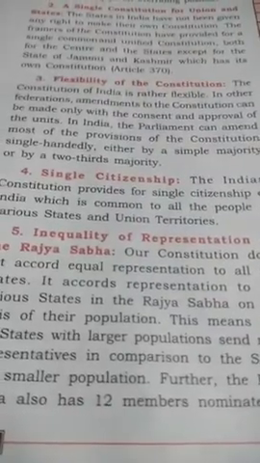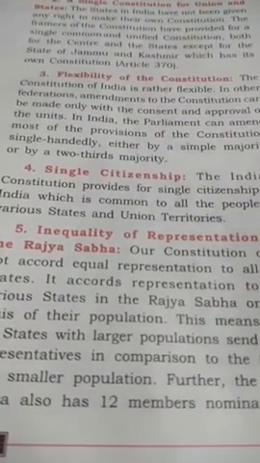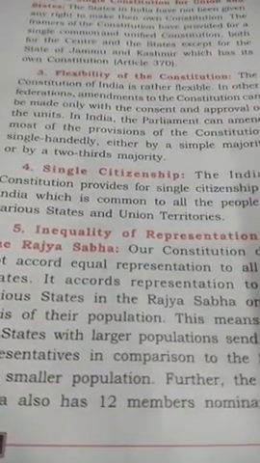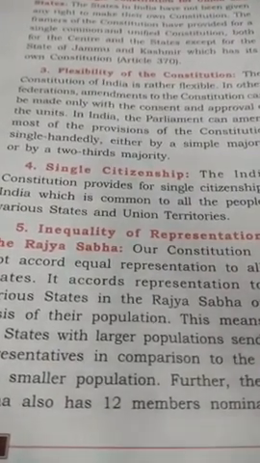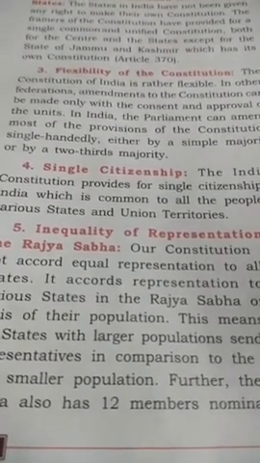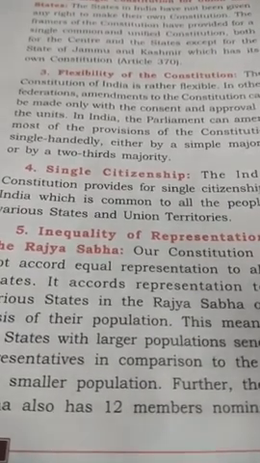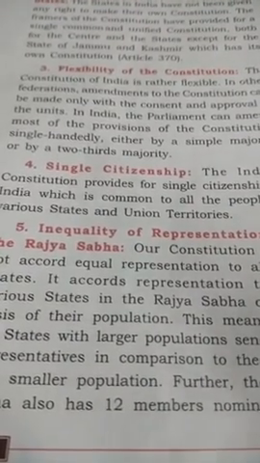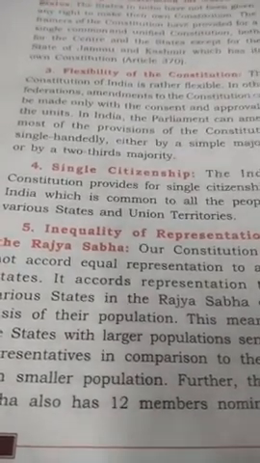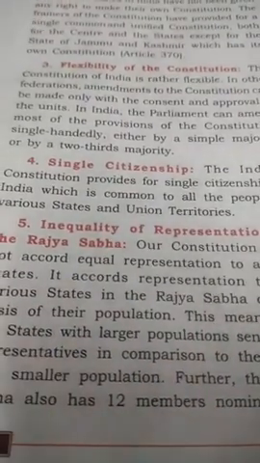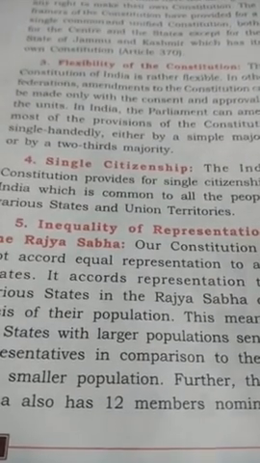Next point is single citizenship. In India, the constitution provides for a single citizenship for the whole nation. All the states and union territories have only one citizenship, that is the Indian citizenship. Unlike America and UK, there is no provision for state citizenship and national citizenship. Suppose a person belongs to Odisha, there is no citizenship of Odisha and citizenship of India. Only one citizenship, that is the Indian citizenship.